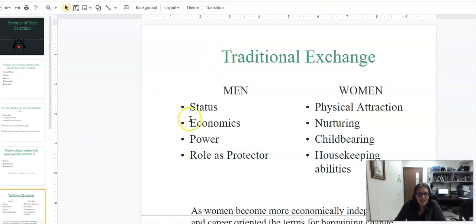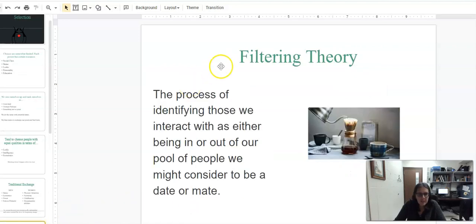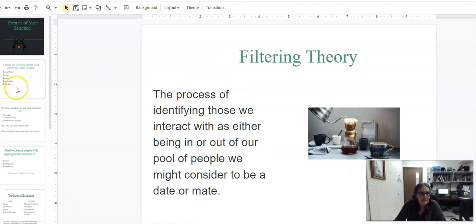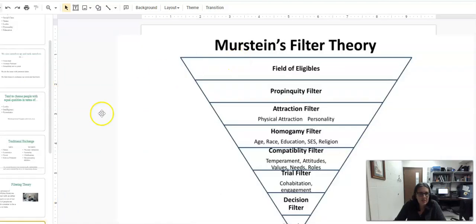Traditional exchange, which isn't quite as common anymore, but looking at the differences and how traditionally at least used to be. However, women are more economically independent and career-oriented, so this changes things a lot of times. Looking at the filtering theory of mate selection.